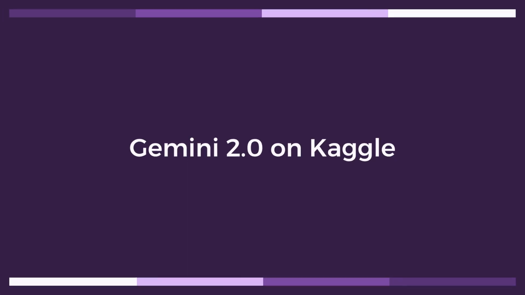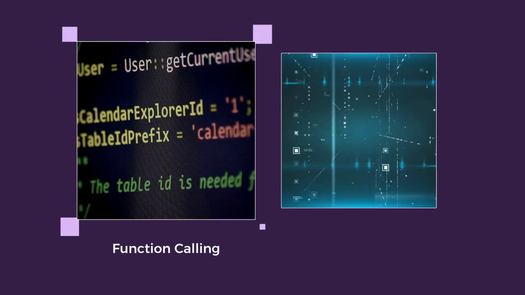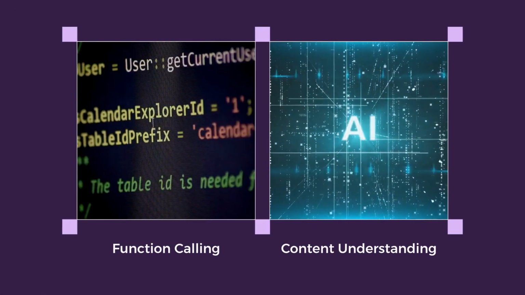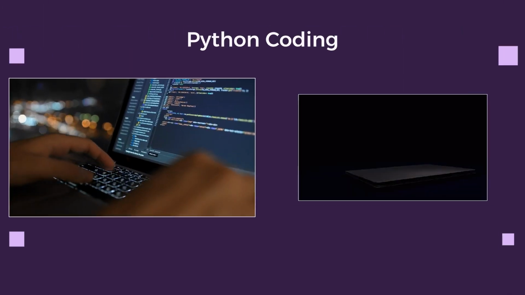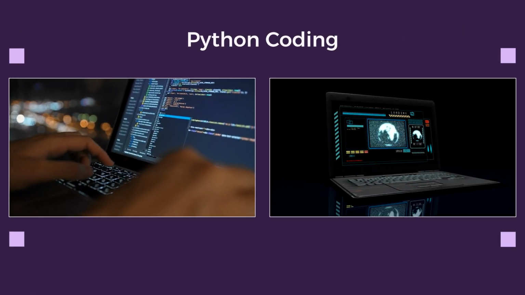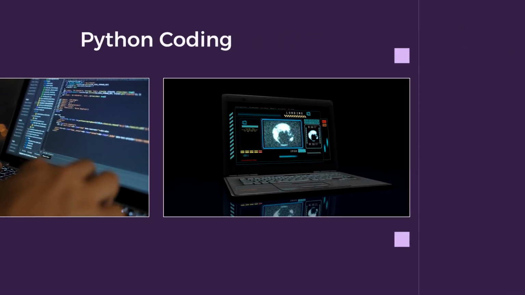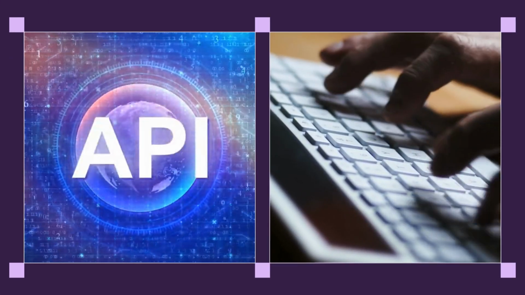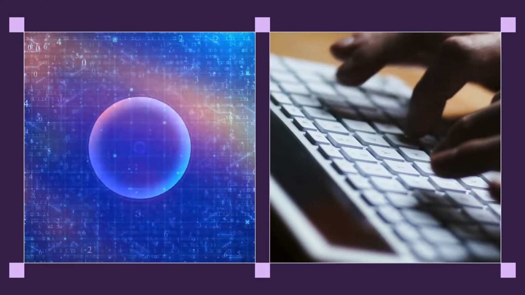I chose Gemini 2.0 Flash and Kaggle for its powerful features and collaborative environment. Gemini's function calling and content understanding were crucial for structuring outputs and analyzing content. Python code was used within a Kaggle notebook to develop and iterate on the tool. Integrating APIs like YouTube, Google Workspace, and Gemini was essential, along with effective prompt engineering.